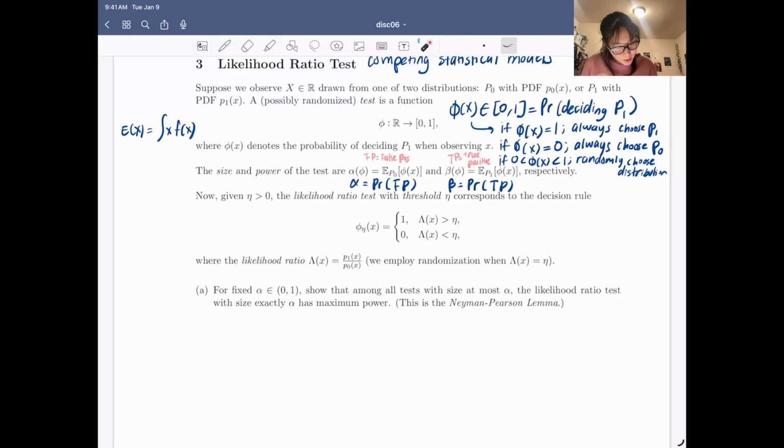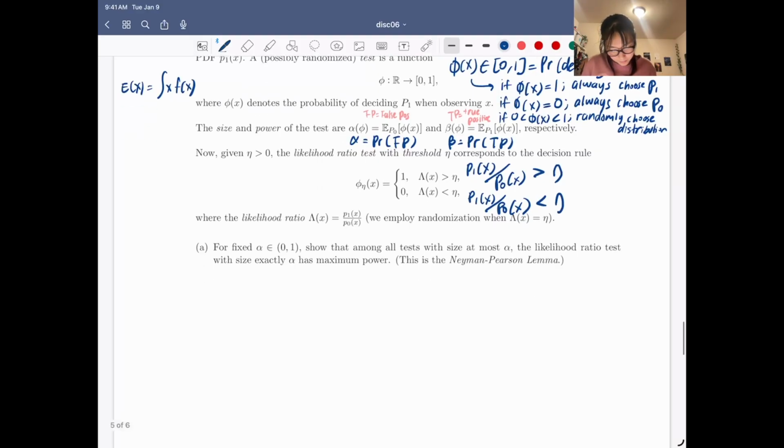So the probability of deciding P1 is going to be equal to 1 if the PDF of P1 over the PDF of P0 is greater than some eta value. And similarly, the likelihood ratio test outputs 0. The probability of deciding P1 is 0 if this fraction right over here is less than this eta value.